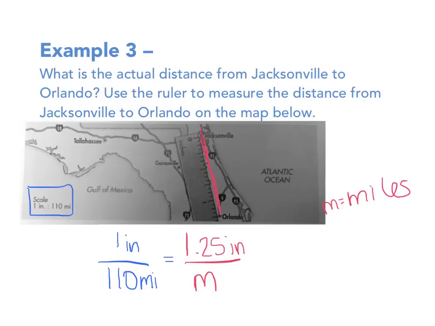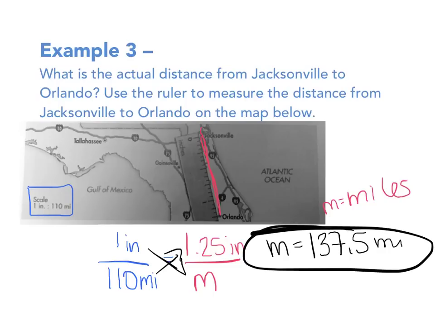And now, like always, we will cross multiply. So I get 1 times M, which is just going to be M, equals 110 times 1.25, which is 137.5 miles. So we just answered the question, since M is already isolated by itself, that the distance between Jacksonville and Orlando in real life is 137.5 miles.